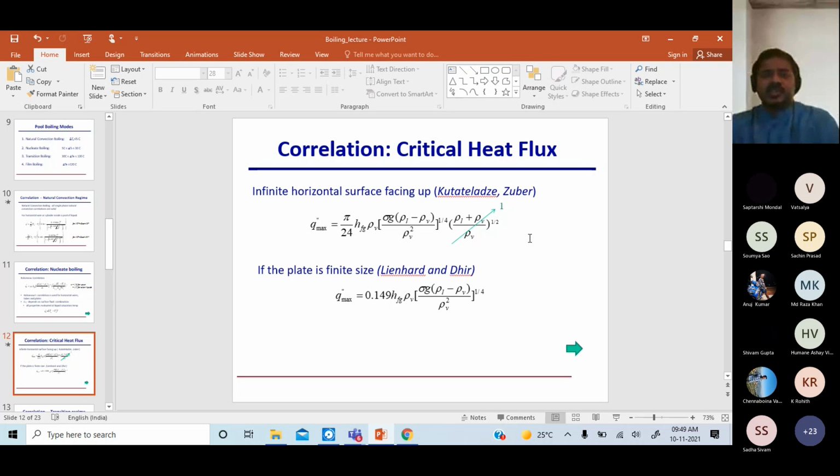For critical heat flux, we have two correlations. One is for an infinite horizontal surface facing up. So Kutateladze and Zuber gave this correlation. The critical heat flux is given by this expression. And what you see in this last term is rho L plus rho V over rho V, to the power half.